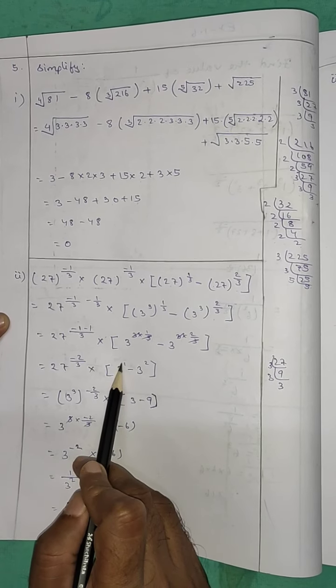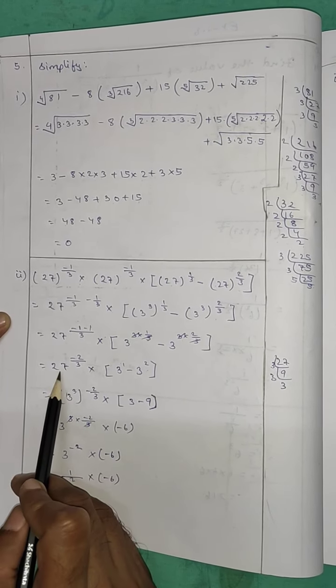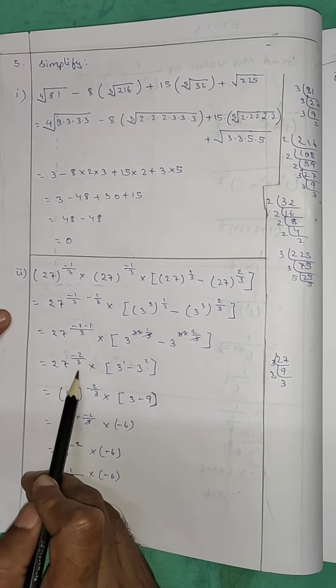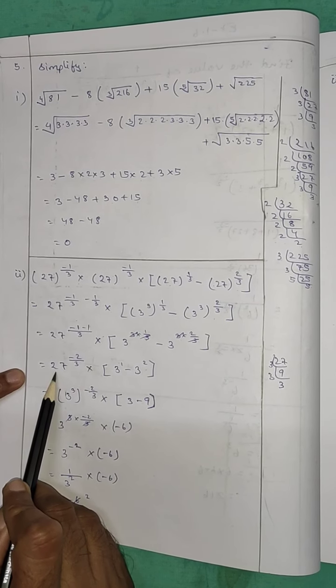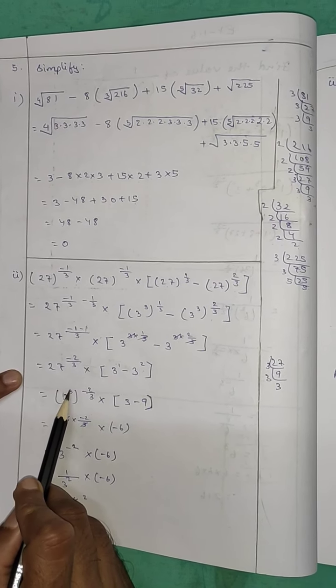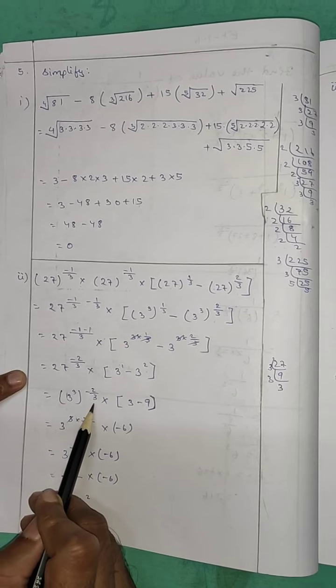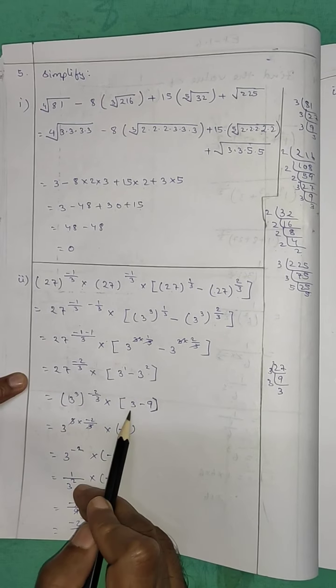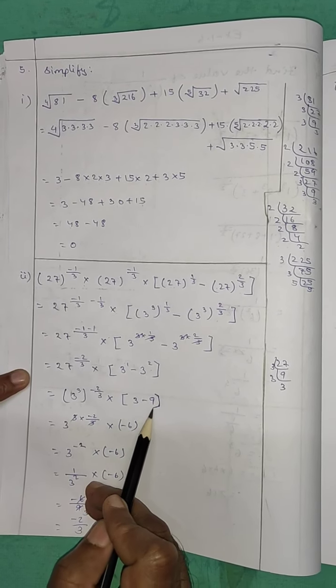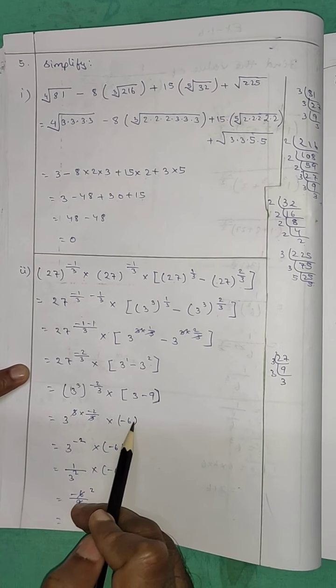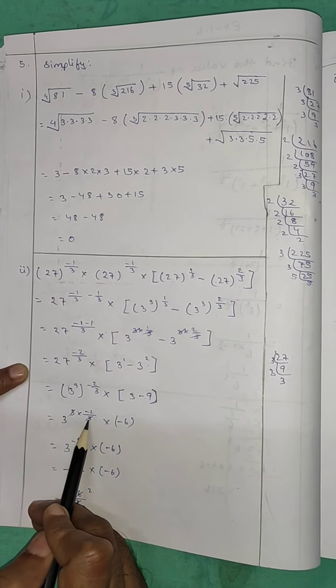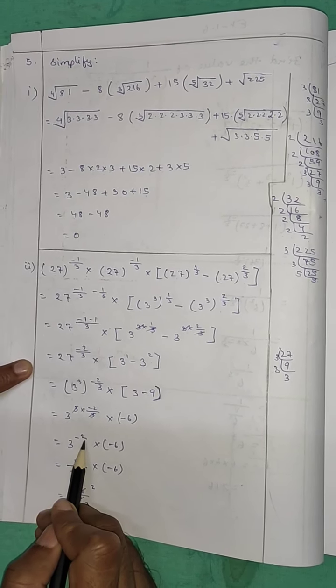So inside 3 to the power 1 minus 3 square, and outside we are getting 27 to the power minus 2 by 3. Here also put the factors: 27 is 3 three times, whole to the power minus 2 by 3. Here 3 to the power 1 is 3 minus 3 square is 9. Subtraction, minus 6. Here double power should be multiplied. You will be getting 3 to the power minus 2.